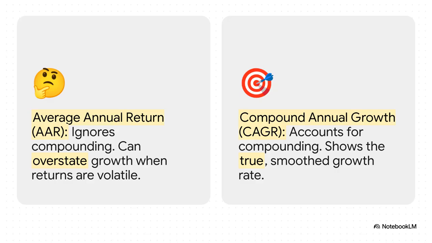So here's the bottom line. The average annual return, AAR, gives you a quick but sometimes very misleading picture. It can easily overstate your growth when things are volatile. CAGR, on the other hand, shows you the stone-cold reality. It accounts for compounding and gives you the true, smoothed-out growth rate over the long haul.